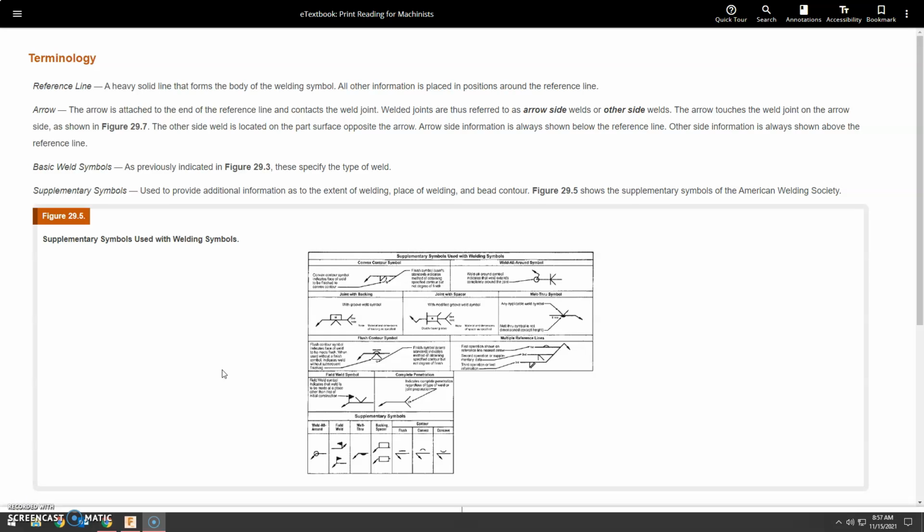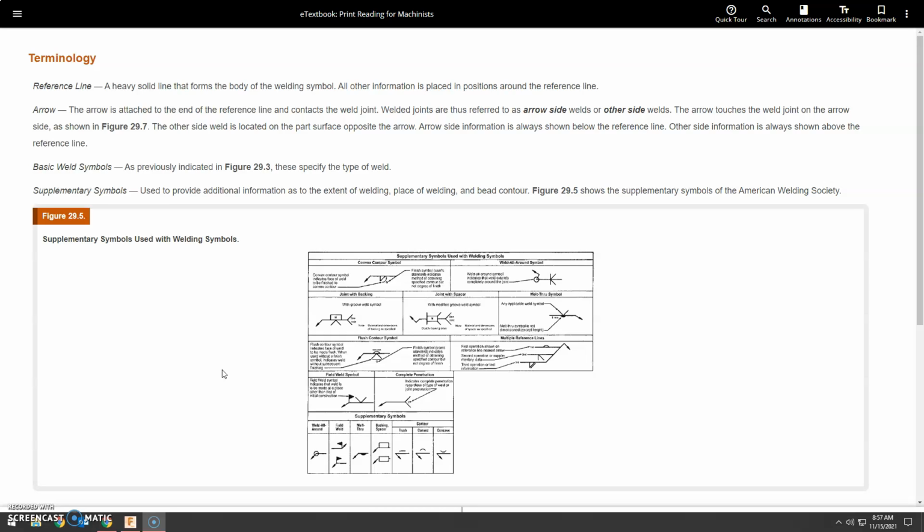So, terminology. A reference line is a heavy solid line that forms the body of the welding symbol. All other information is placed in positions around the reference line. Then you've got the arrow. The arrow is attached to the end of the reference line and contacts the weld joint. Welded joints are thus referred to as arrow side welds or other side welds. The arrow touches the weld joint on the arrow side, as shown in Figure 29.7. The other side weld is located on the part surface opposite of the arrow. Arrow side information is always shown below the reference line. Other side information is always shown above the reference line.